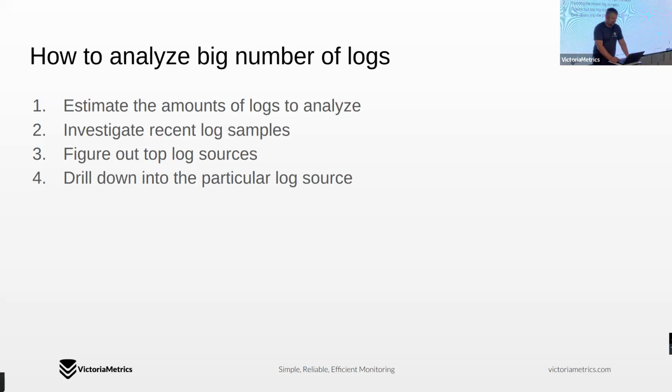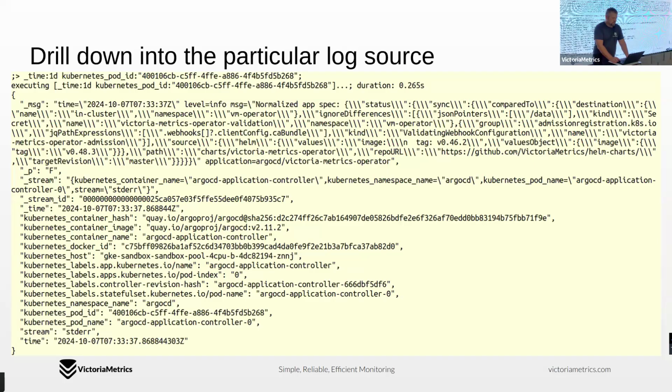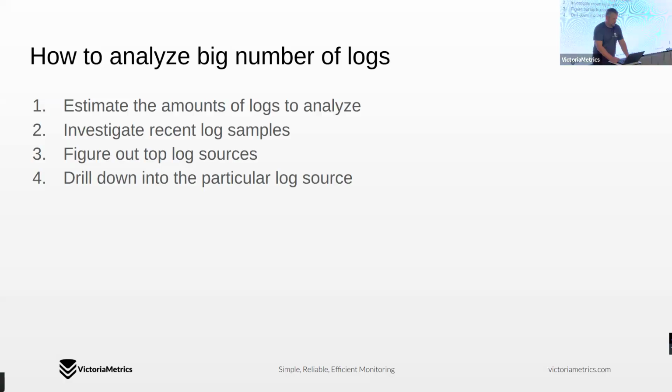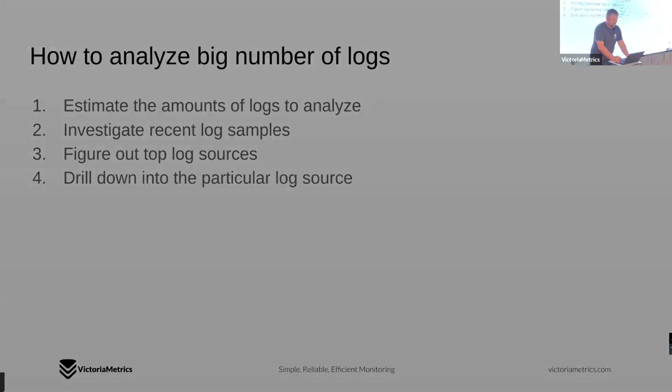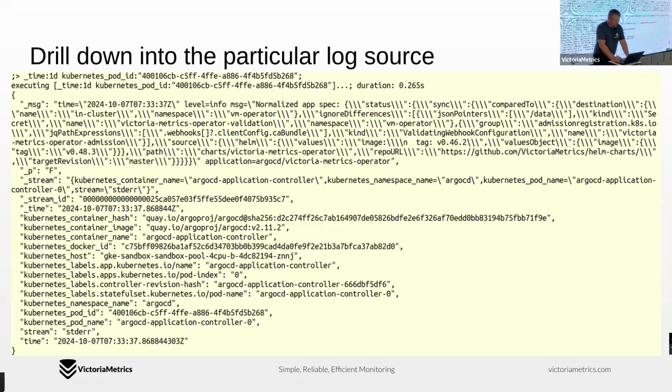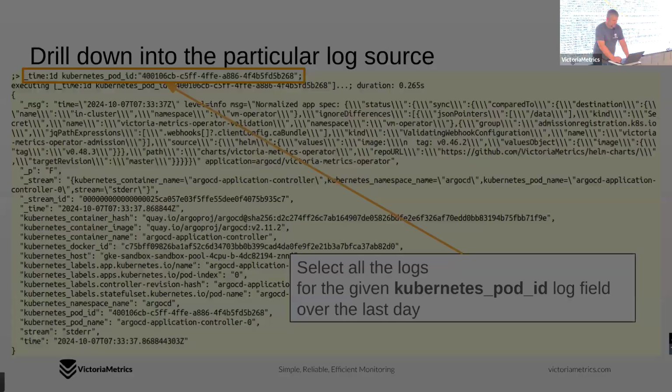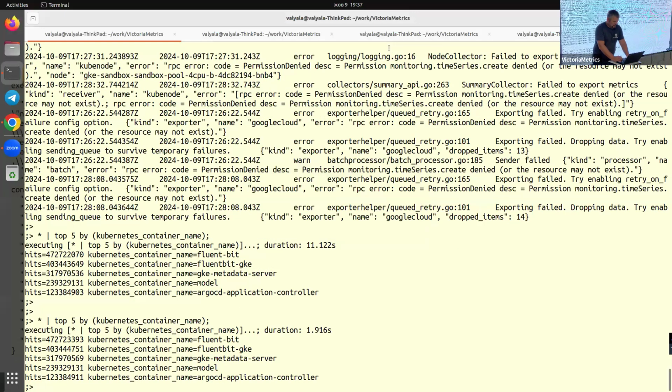So what to do next? Usually you need to drill down into a particular log source. For instance, let's drill down to our Kubernetes pod ID which generated the most logs. We can see on this screen that the first Kubernetes container name is Argo CD application controller, and the pod ID is a long string which ends in 268. So let's dive into the logs for this particular Kubernetes pod ID. Let's look at logs for this pod ID for the last day. Let's try executing this query here.